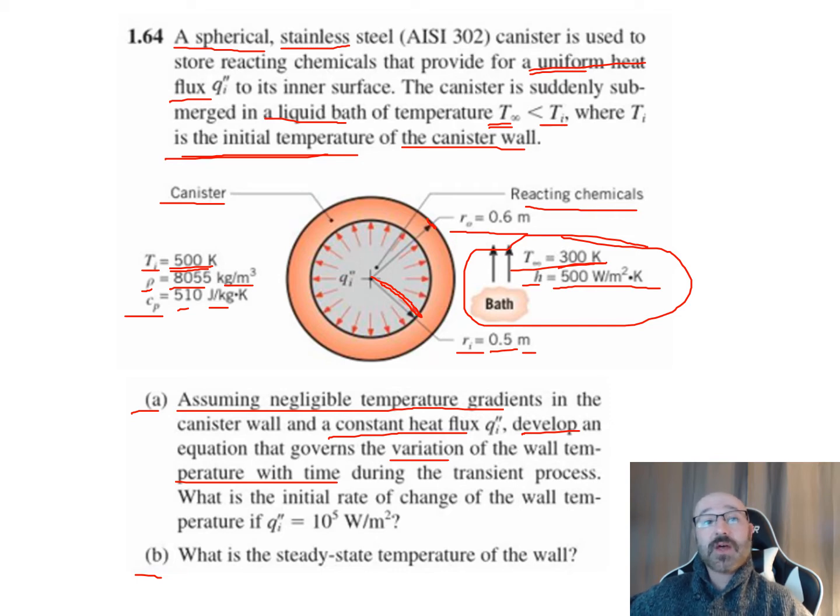Also, they want us to find the initial rate of change of the wall temperature if we have our heat flux right here given to us as 10 to the 5th watts per meter squared. And then for part B, they want us to find the steady state temperature of the wall.